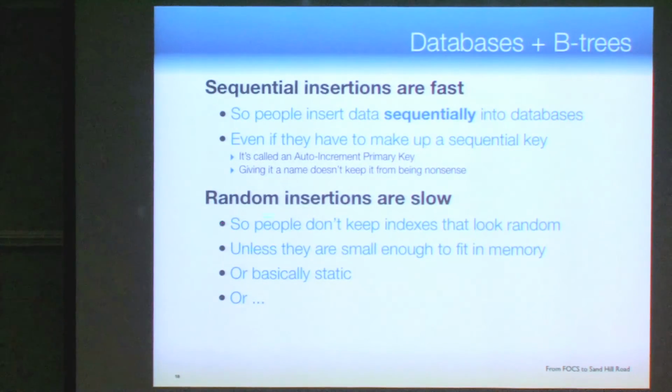Random insertions are slow, so people don't keep indexes that look random unless they're small enough to fit in memory, or they're static and can be pre-processed. And this is why database administrators have to be trained because of this.